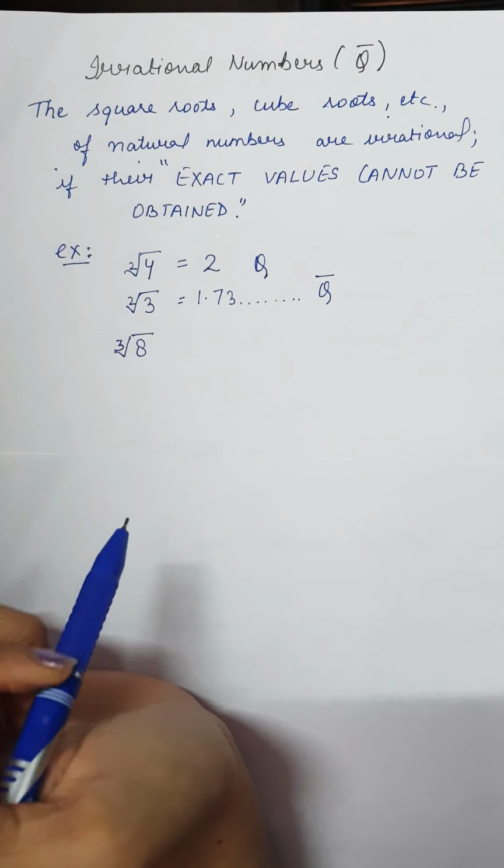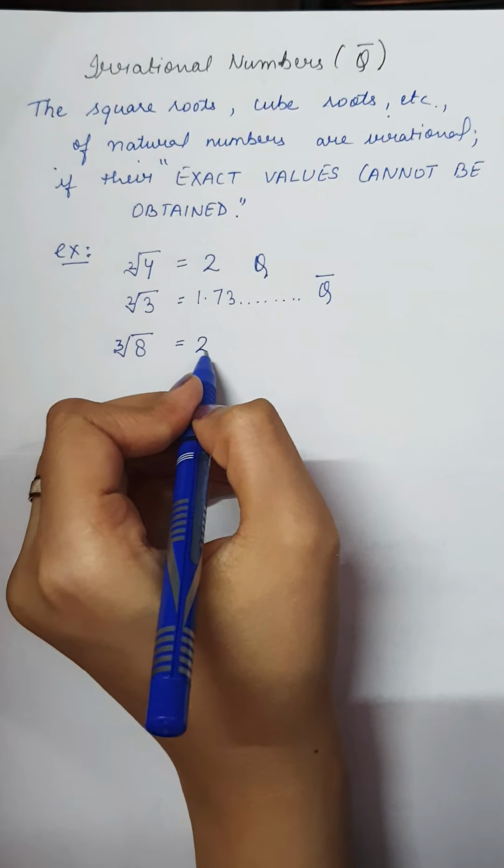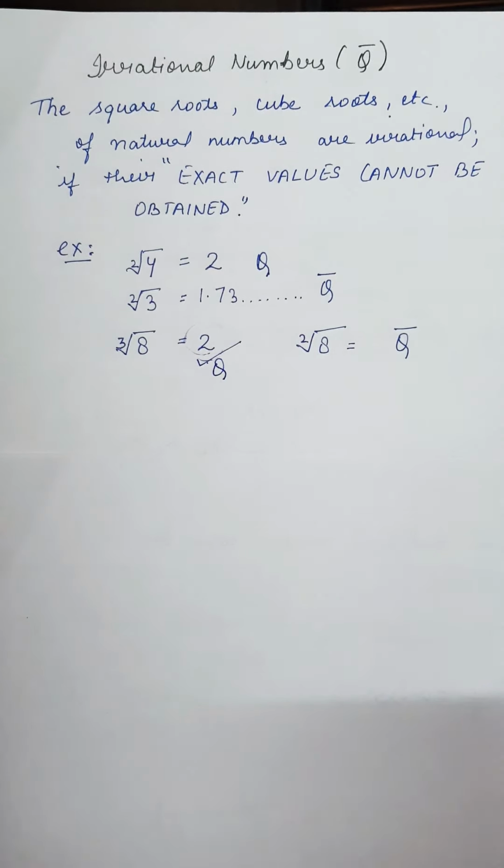Now let us take something else. Cube root of 8. Does it exist? Yes, it does. Cube root of 8 is 2. But square root of 8, does it exist? No. It will be some decimal number, so this is going to be an irrational number. But the cube root, because it is an exact value, is a rational number. Now do you understand the difference?